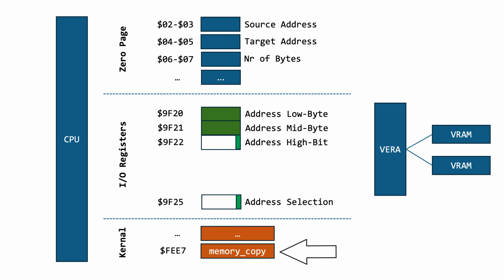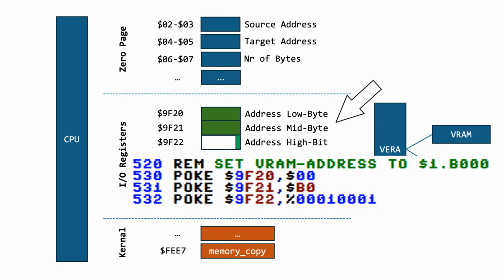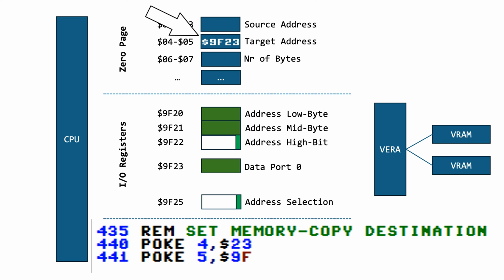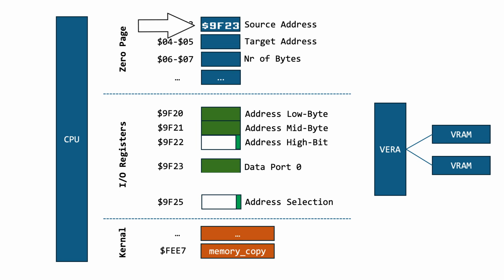Okay, how should we tell that memory copy function to copy to VRAM instead of RAM? We have written our target address to hex 9F20 and 21. Now, if we specify hex 9F23 as the target address, the memory copy function is smart enough to know that this means we want to copy to VRAM. And it's also smart enough to know where to take the VRAM target address from. And the same goes for copying from VRAM. We just use hex 9F23 as source address. So this is the setup to copy between VRAM and RAM.